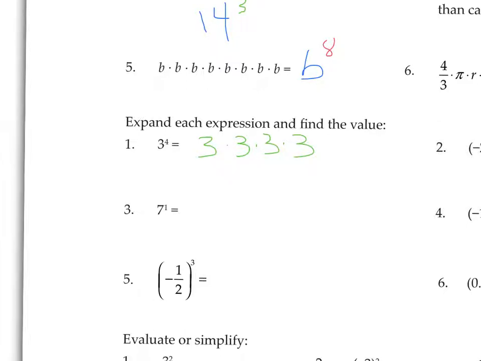And remember, with multiplication, you can do this in any order. You can group them however you want. So I'm going to group them the way that I think is easiest. 3 times 3 is 9. 3 times 3 is another 9. 9 times 9 is 81. So 3 to the 4th power is 81.